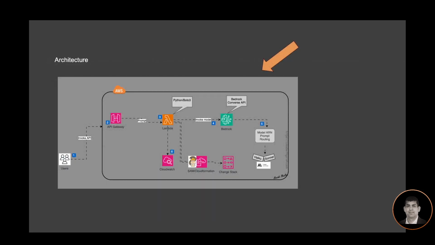We have a user that's invoking the API hosted in API Gateway. The user is passing the prompt, which is getting extracted by the Lambda function, and then Lambda is invoking the Bedrock API, and Bedrock is using the model ARN for the prompt routing. Depending on the complexity of the prompt, Bedrock will either invoke the Haiku or Sonnet model to get the response back to the user.